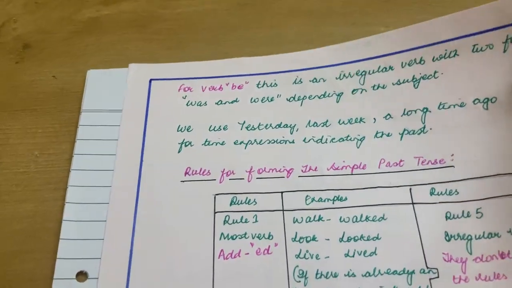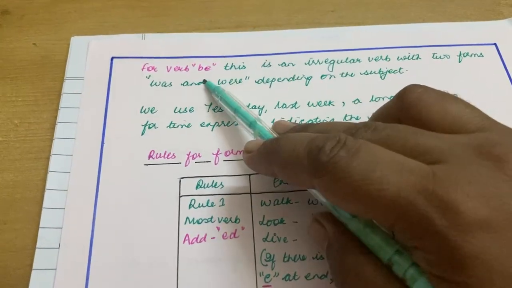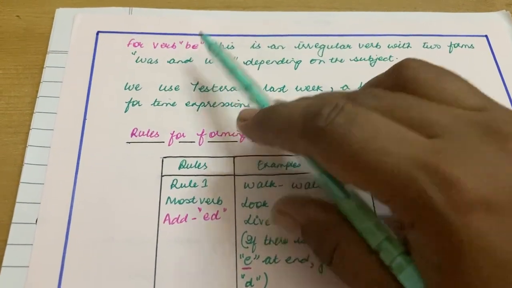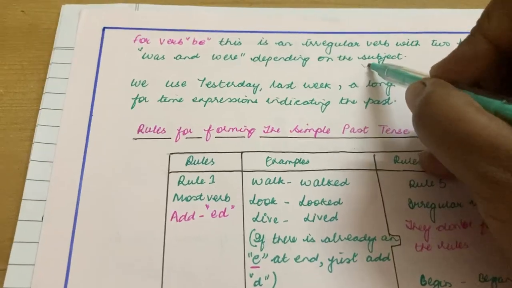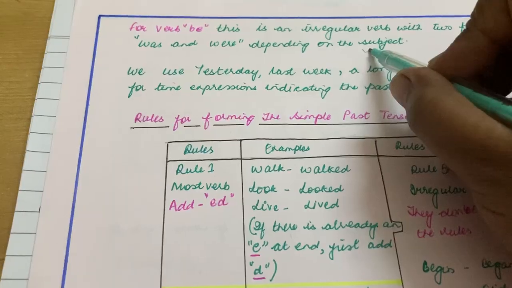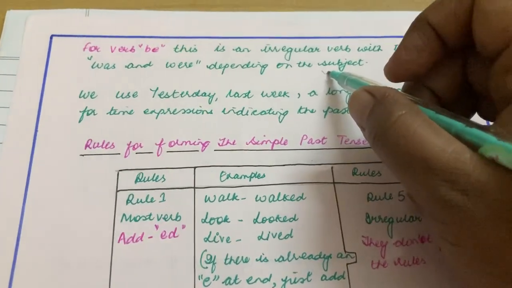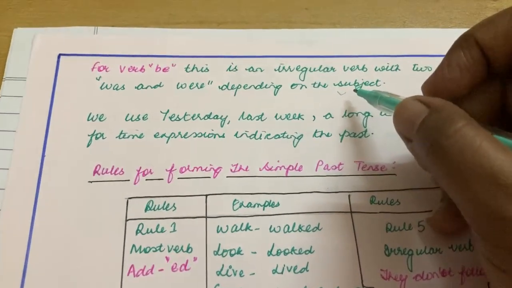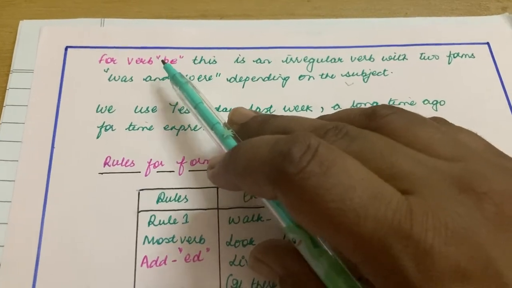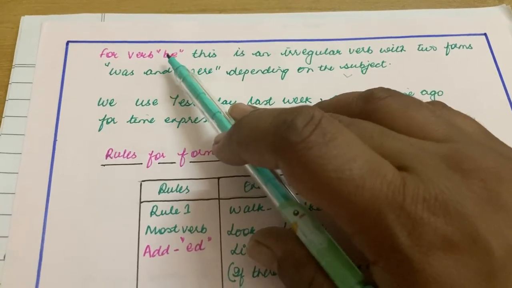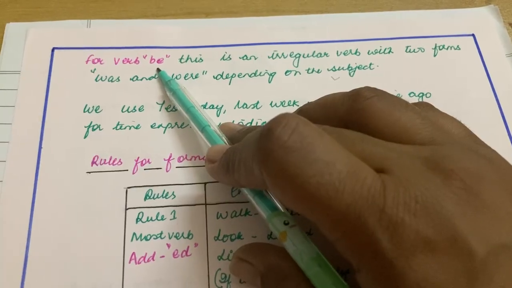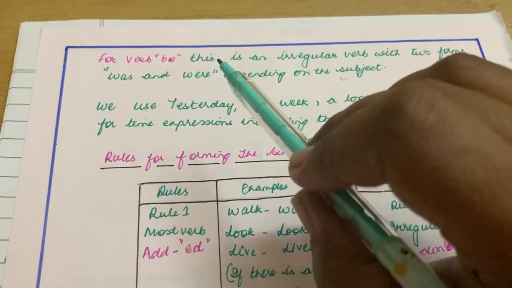Yes, then for the verb form be. This is again an irregular verb where we use was and were depending on the subject. If the subject is singular, we will use was, and if the subject is plural, we will use were. A separate video on when to use was and were, I will make it. But just to know, since be is an irregular verb, with these two verb forms we use was and were.